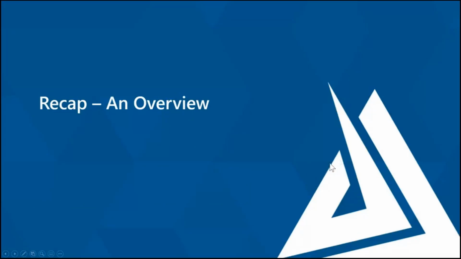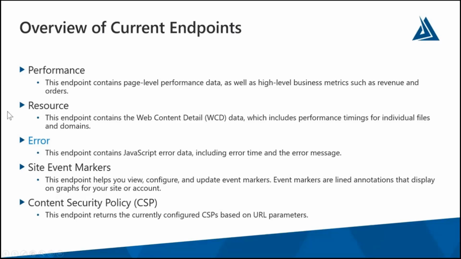All right, so quick recap. This is a list of all of our current API endpoints. There's 5 here, and we have a 6th one on the way. The 6th one is the revenue opportunity endpoint. I'll be doing a training on that for you guys in maybe a month or so, probably after the holidays in January 2021. So the performance, resource, and error endpoints, we've done a training on the performance and the resource endpoints, and today we're going to be talking about the error endpoint.